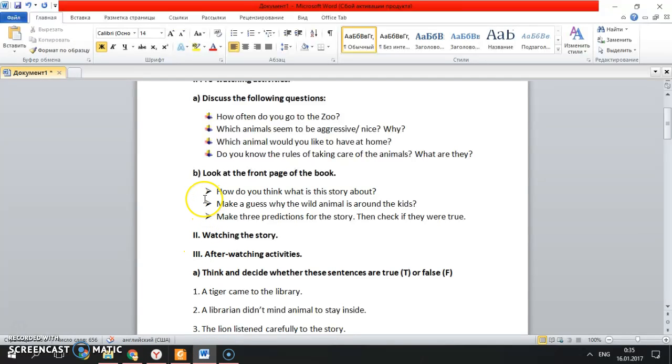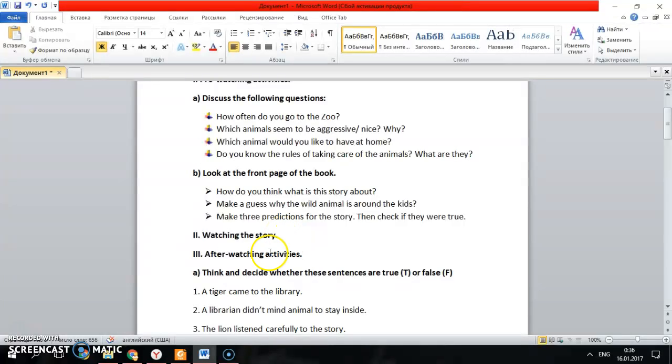After that, I will ask them some questions. What do you think the story is about? Make a guess. Why is the wild animal around the kids? And I will ask them to make 3 predictions for the story, and check if they were true after that. I want them to use their imagination to see what will happen, how the events can unfold and turn. After that, we will watch the story.